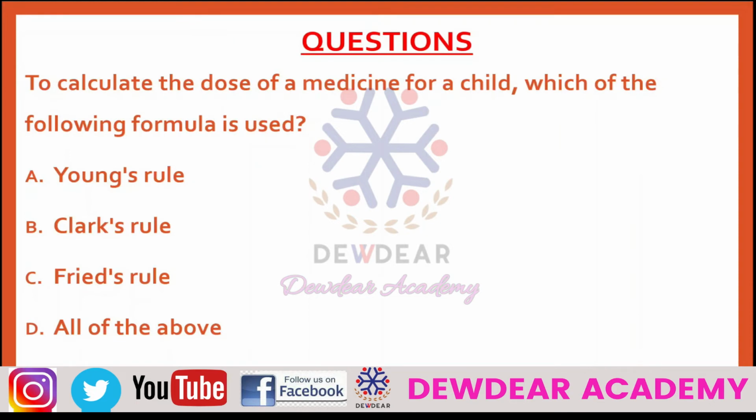The next question: to calculate the dose of a medicine for a child, which of the following formula is used? Young's rule, Clark's rule, Freud's rule, all of the above. The correct answer is all of the above.